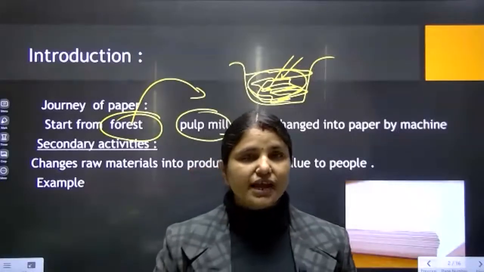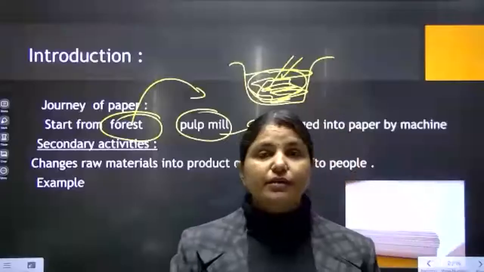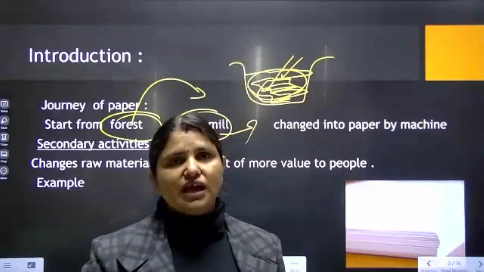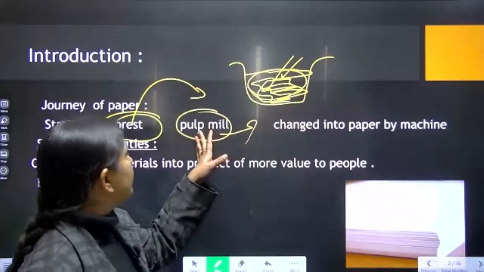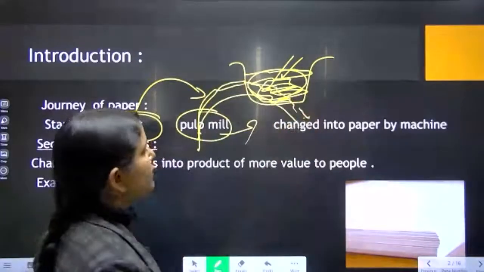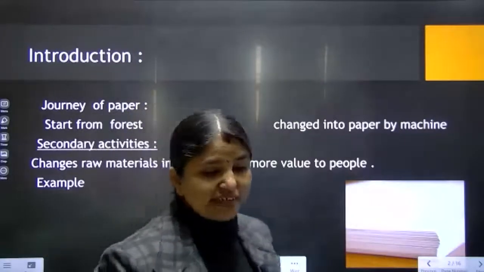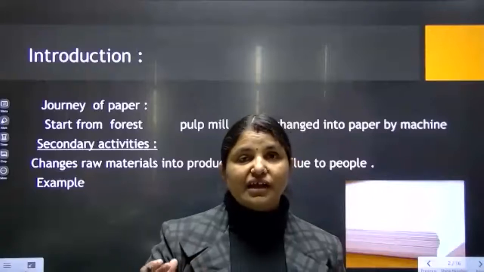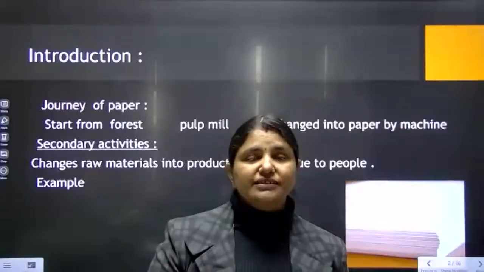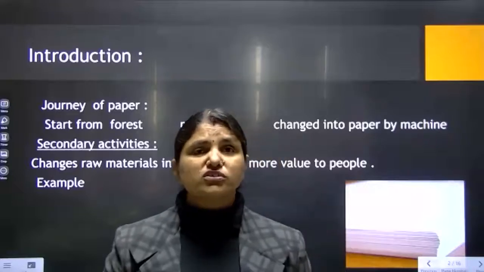And after that, that paper reaches the printing presses. Now you will ask, ma'am, if paper is already formed in the pulp mill, then what is the use of the printing presses? So in the printing press, by using a special kind of ink, they are making the lines on the paper. They are making the boxes there.